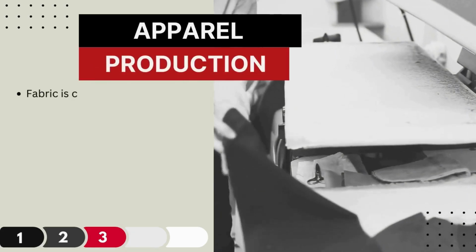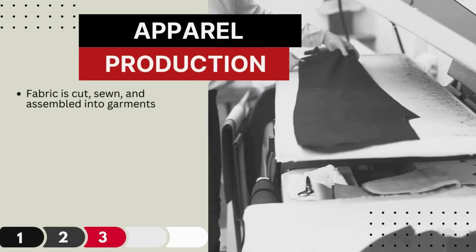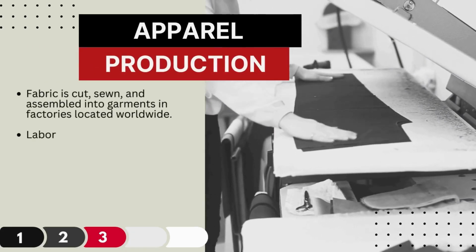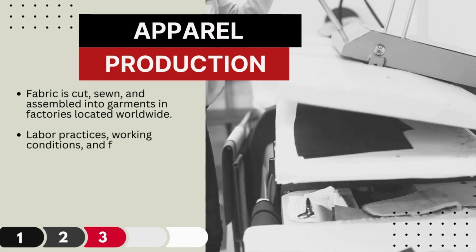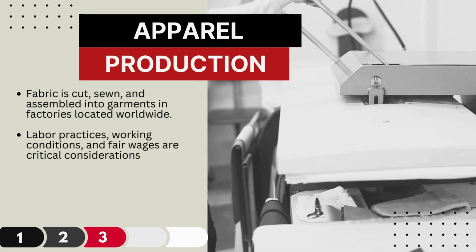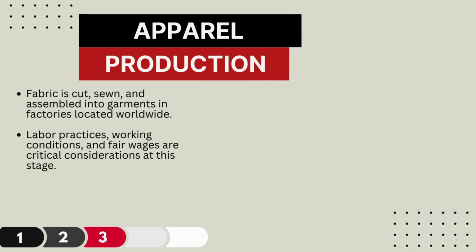Apparel production. Fabric is cut, sewn, and assembled into garments in factories located worldwide. Labor practices, working conditions, and fair wages are critical considerations at this stage.